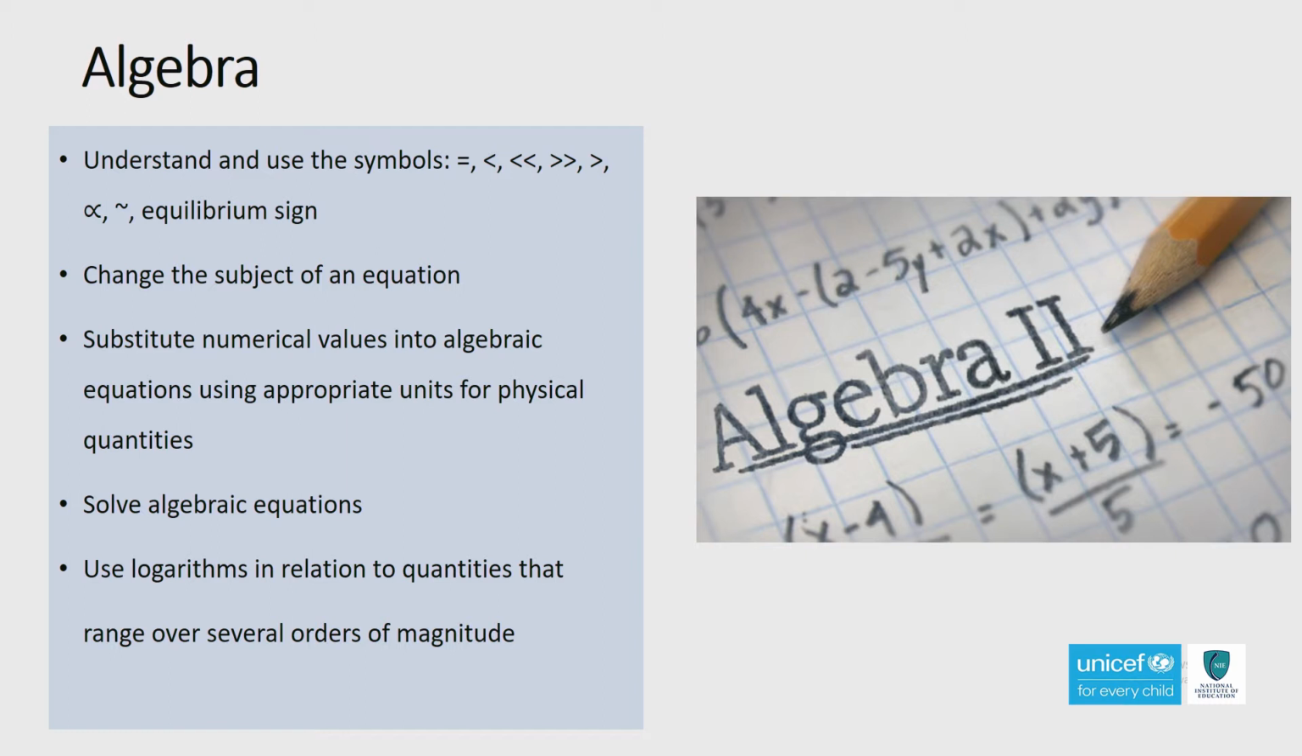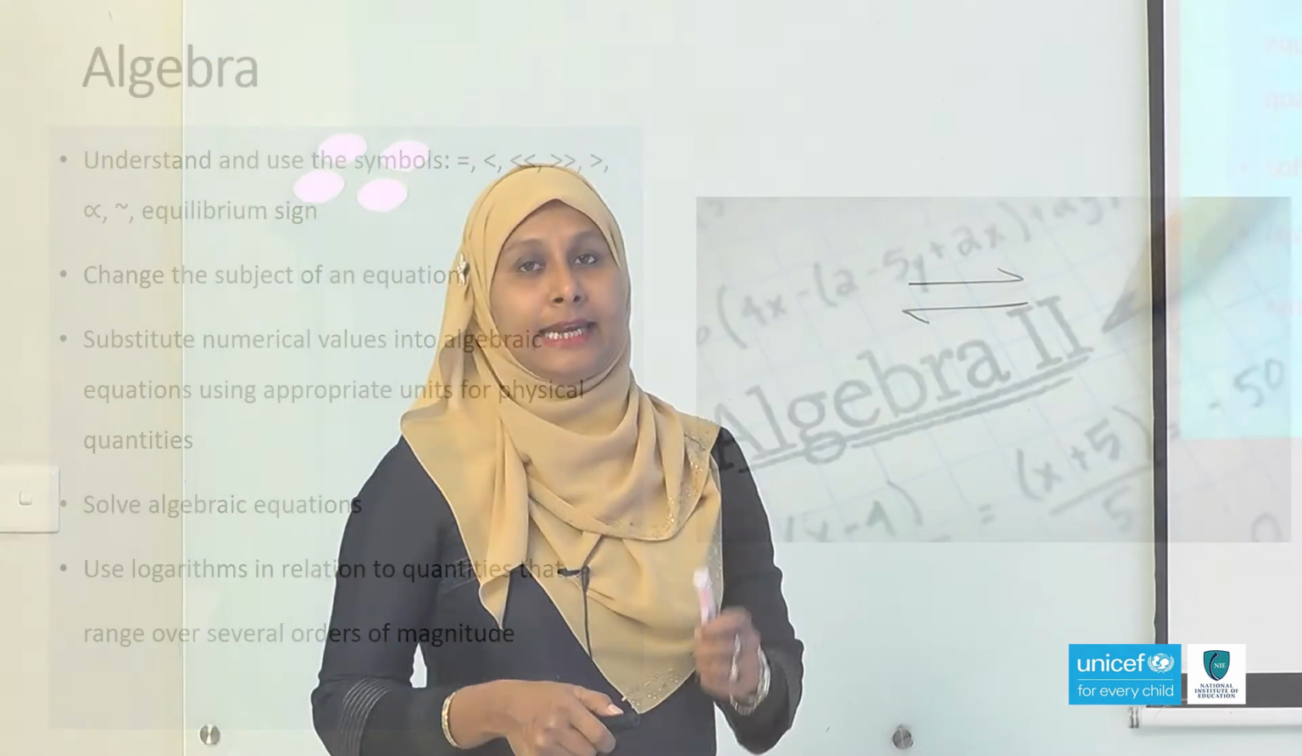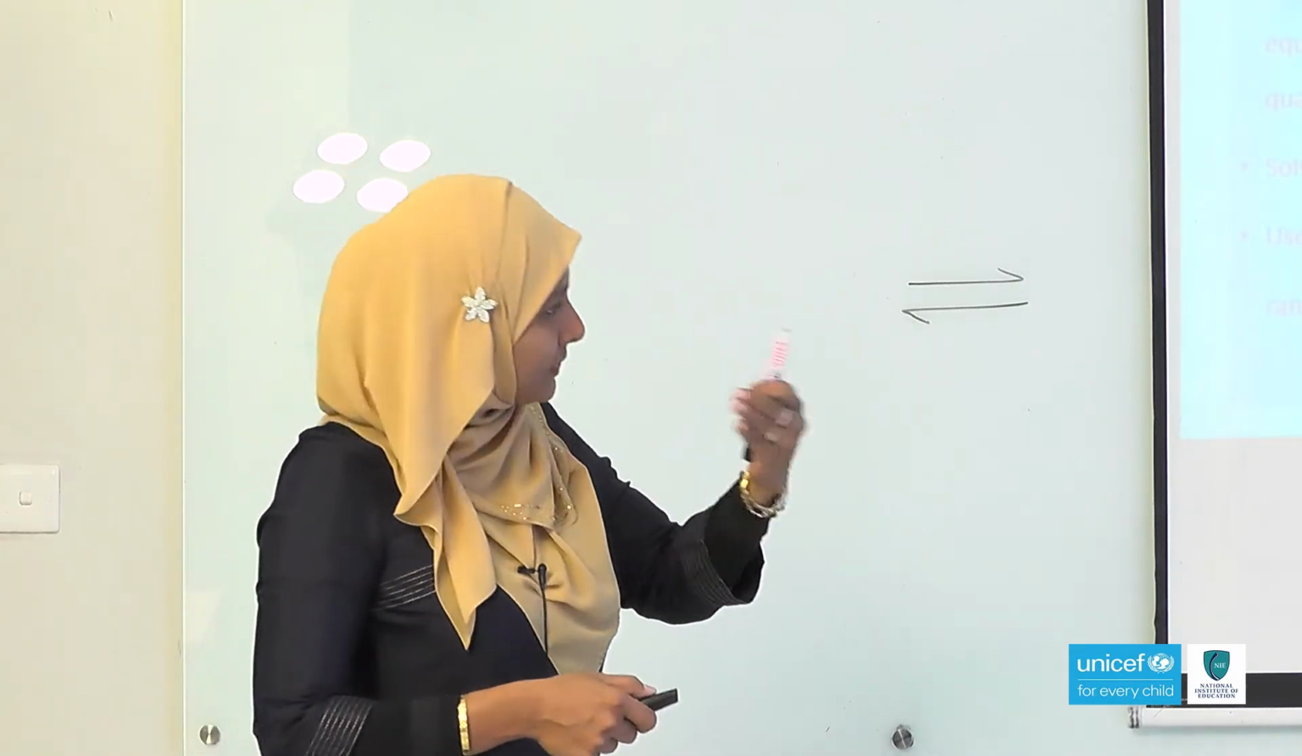Solve algebraic equations. Use logarithms in relation to quantities that range over several orders of magnitude. This part will be seen in Unit 1 in ionization energy graphs. Some values are taken as log of those values because you are dealing with very, very large numbers here. Mainly the calculations using logarithms will be seen in Unit 4 of A-level chemistry.